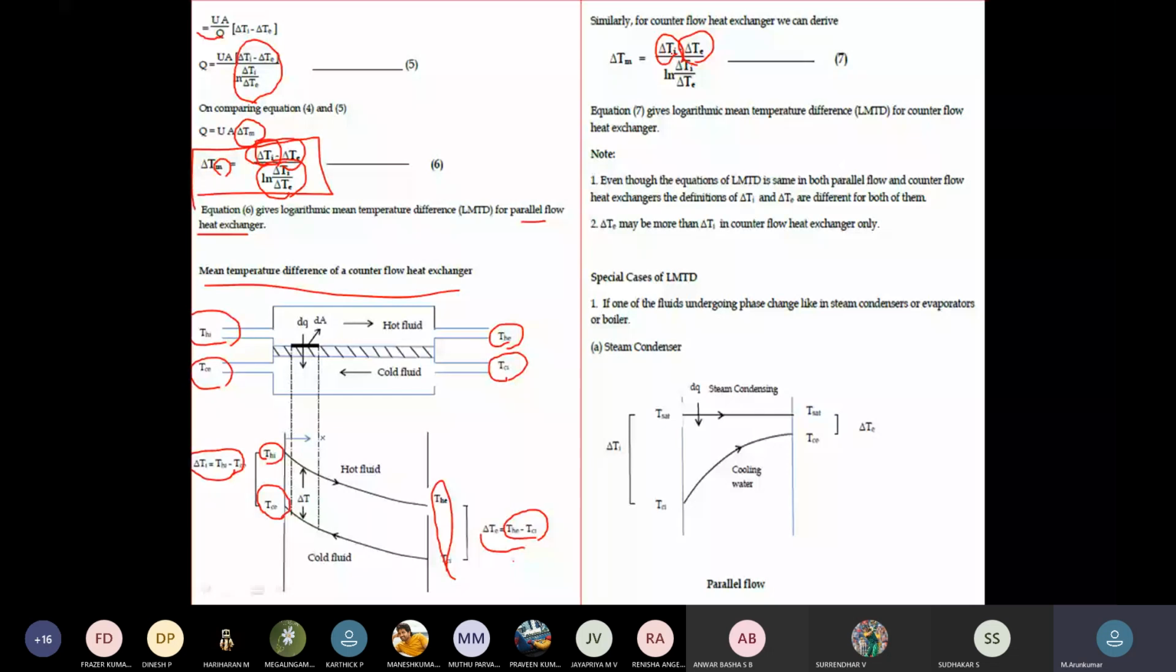Then we can move on; we have some notes. Even though the LMTD equation is the same in both the parallel and counter flow heat exchangers, the definitions of delta Ti and delta Te are different for both, as we discussed. Delta Te may be more than delta Ti in a counter flow heat exchanger. If you compare, delta Te will be more.